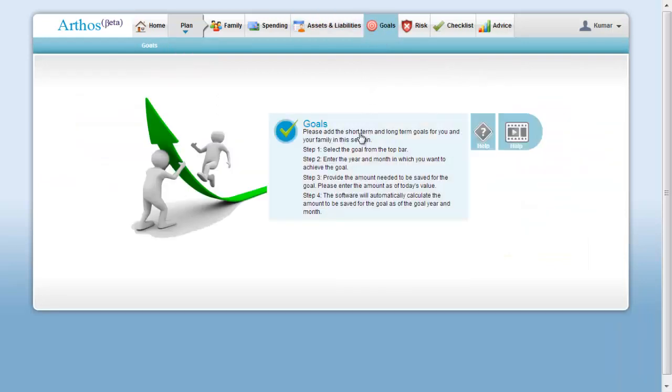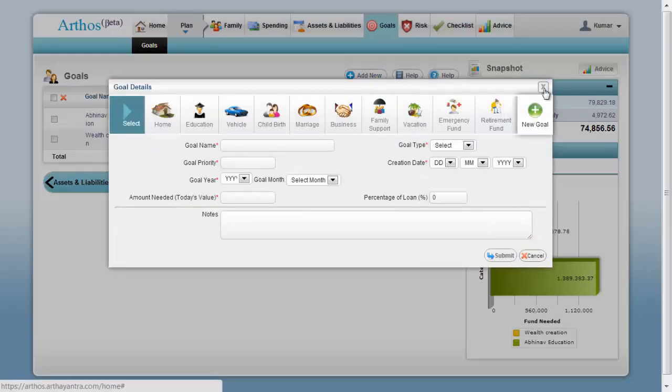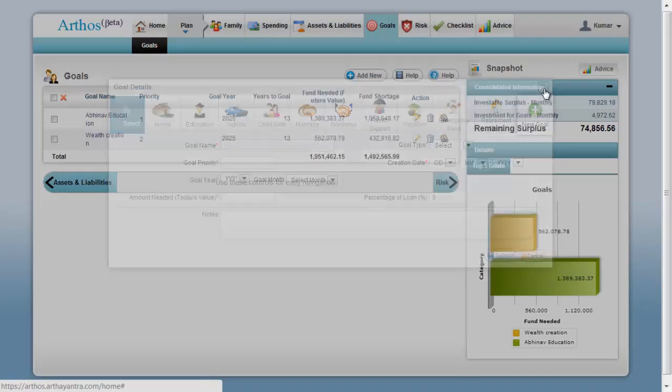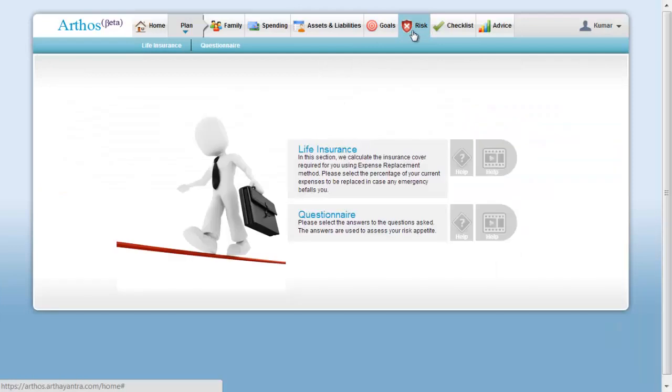Goals is where you start entering details of your future goals that you and your family would have. Once all goals are created and prioritized, we go into the final section, which is risk. In risk, we look at two distinct areas.